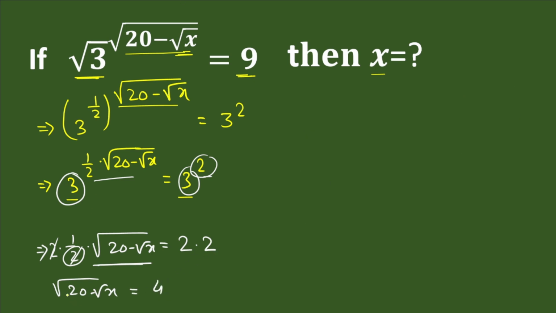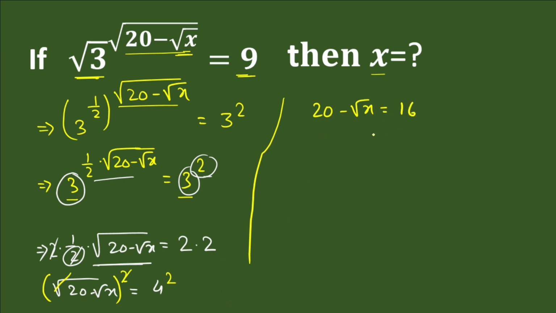Now for solving this expression we have the square root. We'll cancel the square root, and for that we have to square. In the left hand side we have squared, so the right hand side will be squared. Here the square root and square will cancel. So in the left hand side we are left with 20 minus square root x, and that's equal to, in the right hand side, 4 square is 16, right?